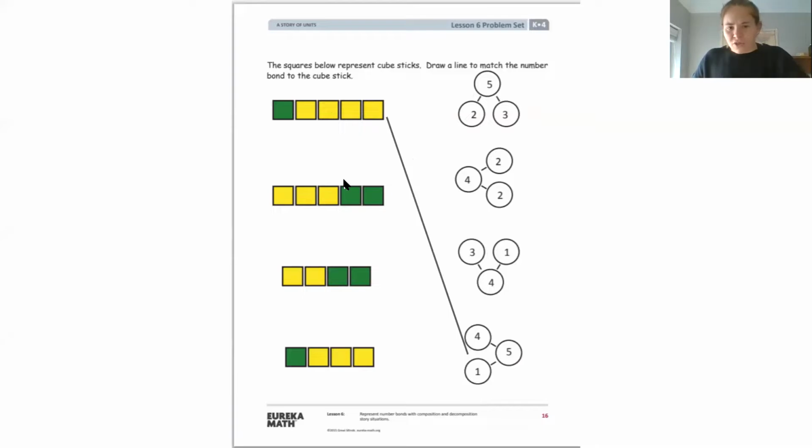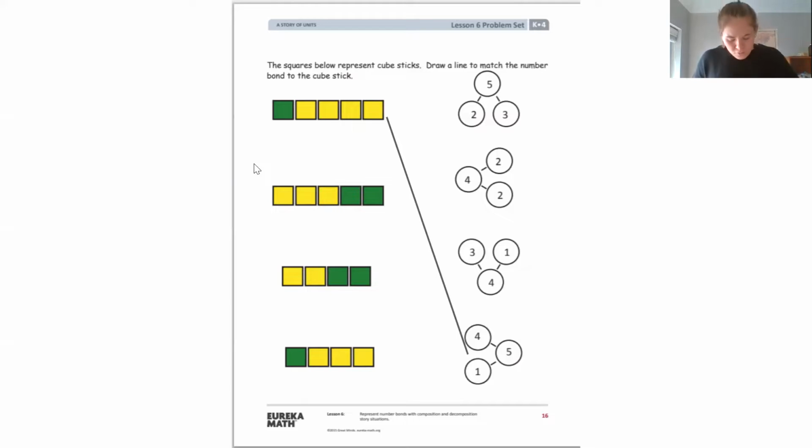We have, let's count, 1, 2, 3 yellow. And how many green cubes do we have? 2 green cubes, right? I'm going to show this with my orange and blue cubes. So I have 3 orange and 2 blue. Now, what number is our total? How many do we have all together? Let's count them. 1, 2. How many did you get as the total? How many cubes all together? 5, right? So we're looking for 5 in the top circle.